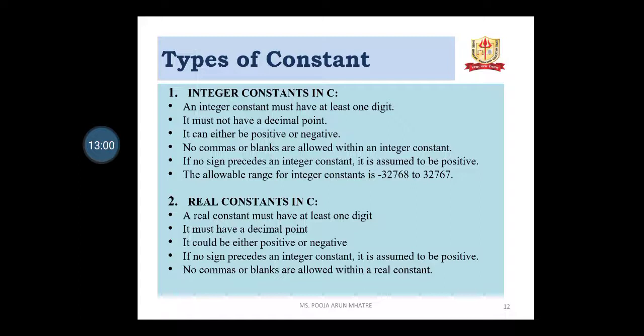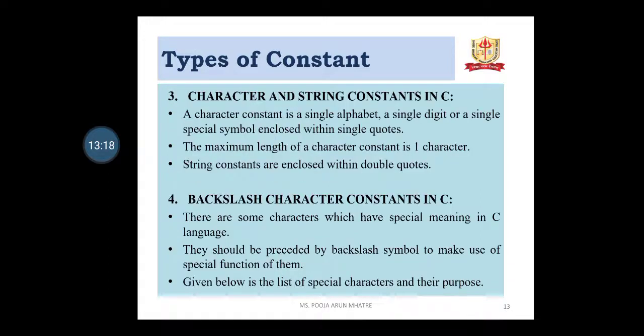Second one is a real constant. Real constant must have at least one digit, and it has a decimal point. It could be positive or negative. If no sign precedes a real constant, it is assumed to be positive, and no commas or blanks are allowed in a real constant. Then character and string constants in C. A character constant is a single alphabet, a single digit or a single special symbol enclosed within single quotes. The maximum length of a character constant is one character, and string constants are enclosed within double quotes.